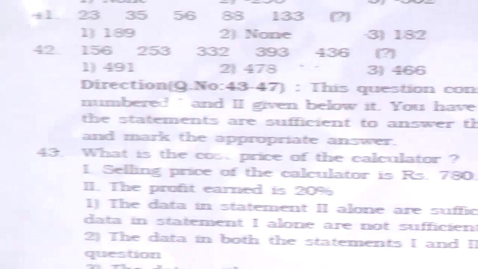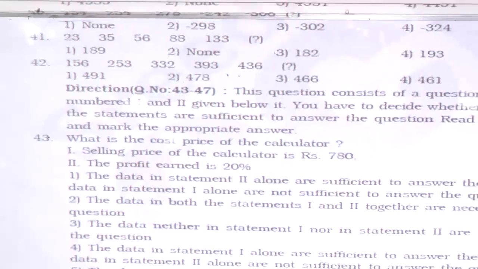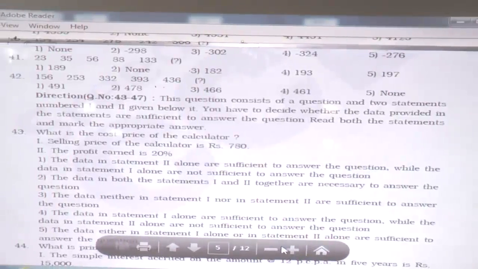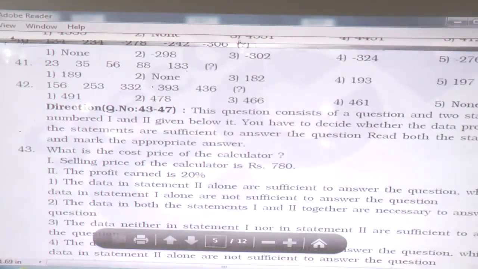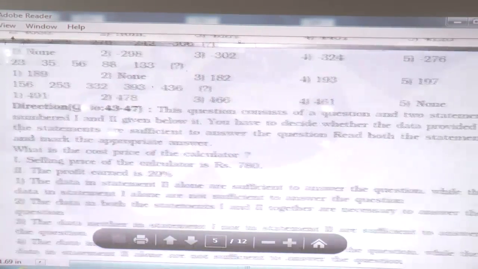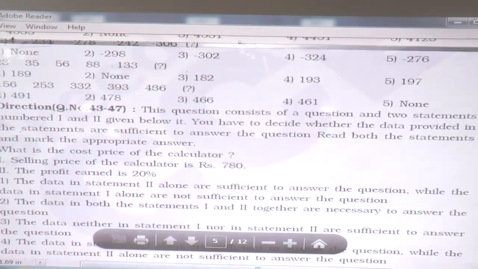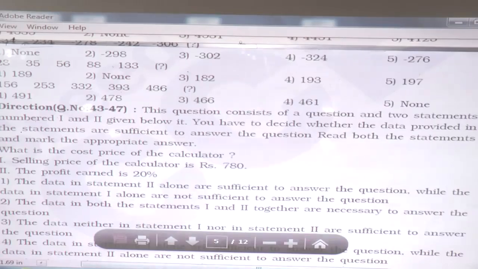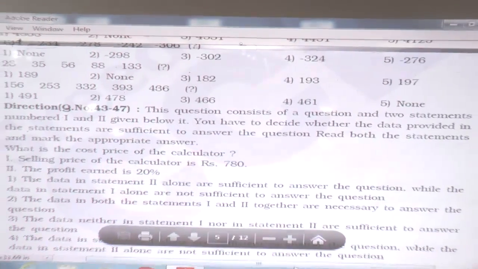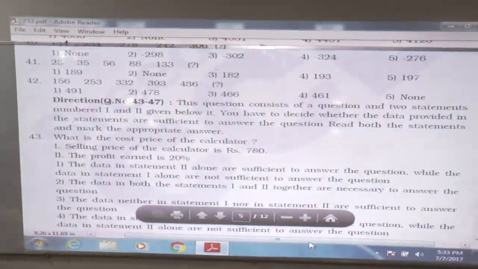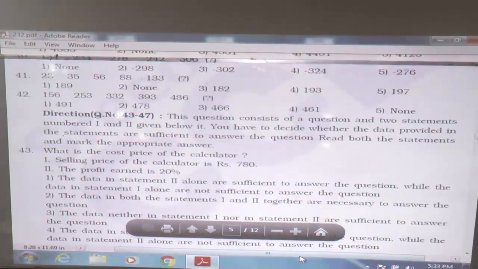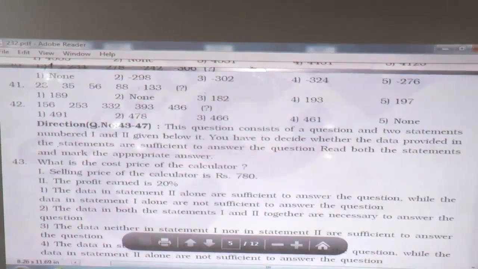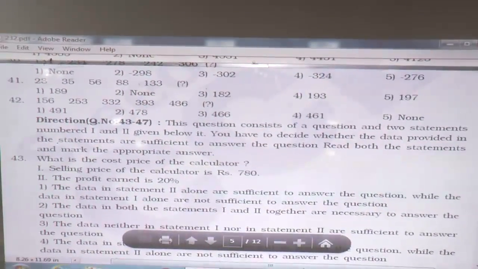43. What is the cost price of the calculator? You asked about the cost price of the calculator. Right. Selling price of the calculator is given. From this, can you calculate your answer? No. You need to know whether you have profit or loss, and if so, how much percent. Or at least you need to give that number. So using 1 alone, you will not get the answer.